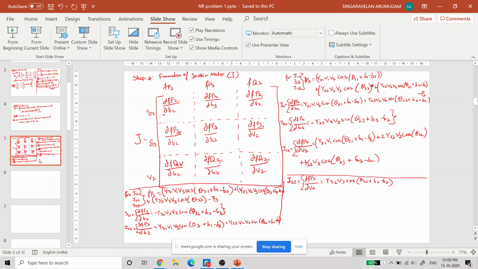Okay, today we have one more class also. In that class, you can solve for dou FQ2 by dou delta 2 and dou FQ2 by dou delta 3, dou FQ2 by dou V2. So these three components you can find out. So we will see in one more class, and today we are having class at 3:50 to 4:50. During the class we can see the same problem, right? So up to this I will stop.